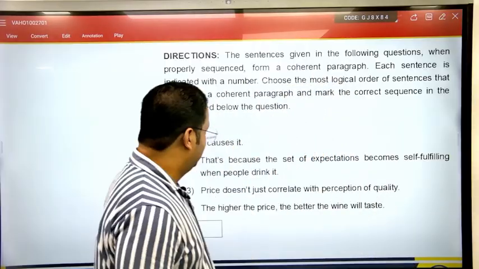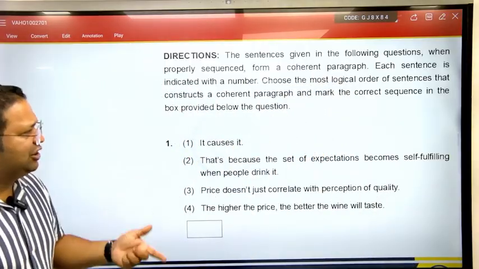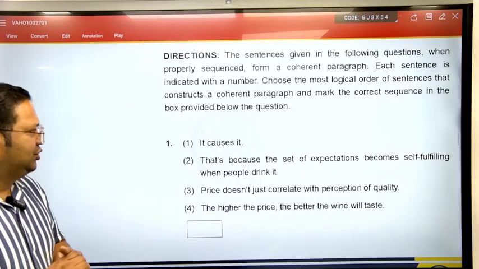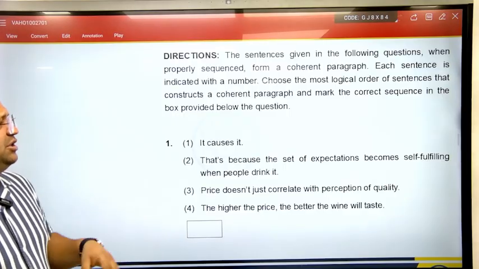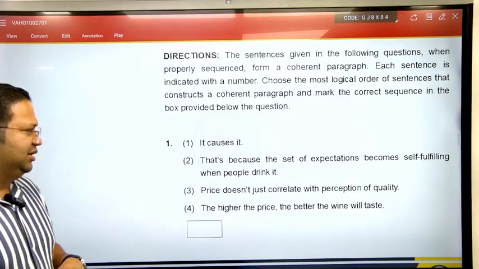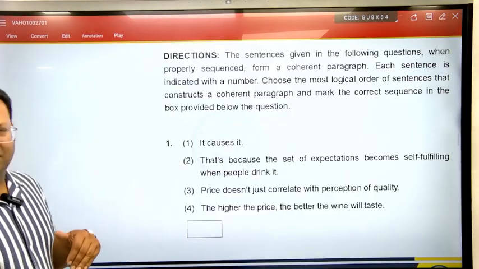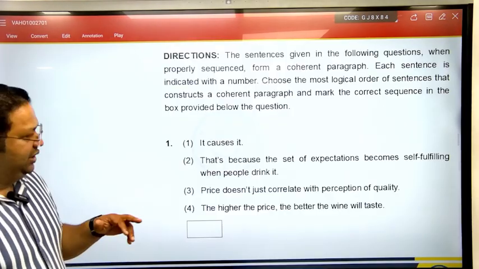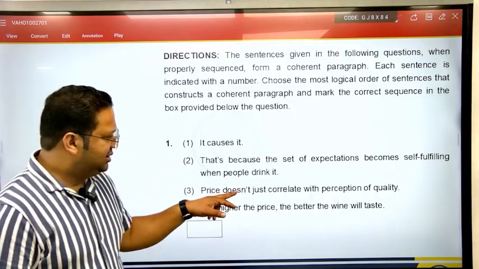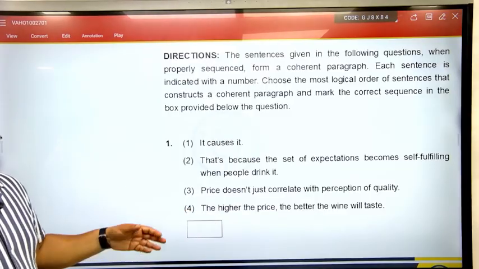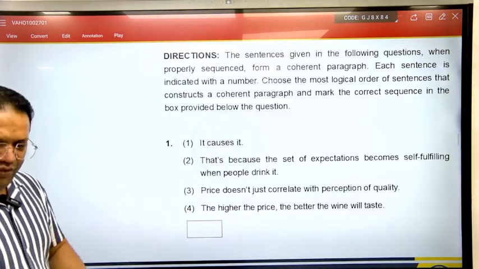You are saying that 2 should be the last one. That's because the set of expectations becomes self-fulfilling when people drink it. The higher the price, the better the wine will taste. So this is the introduction. Price 3, 1, 2, 4.